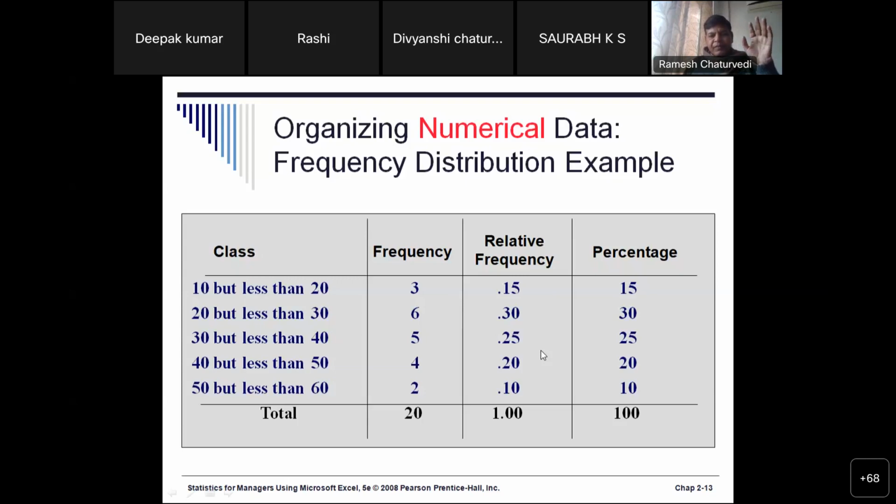Midpoint is different. Relative frequency means what is the relative value of that class's frequency in comparison to total frequency. That's it. It's a simple percentage. If you are confused, you can simply understand it as a percentage of the frequency of a particular class.